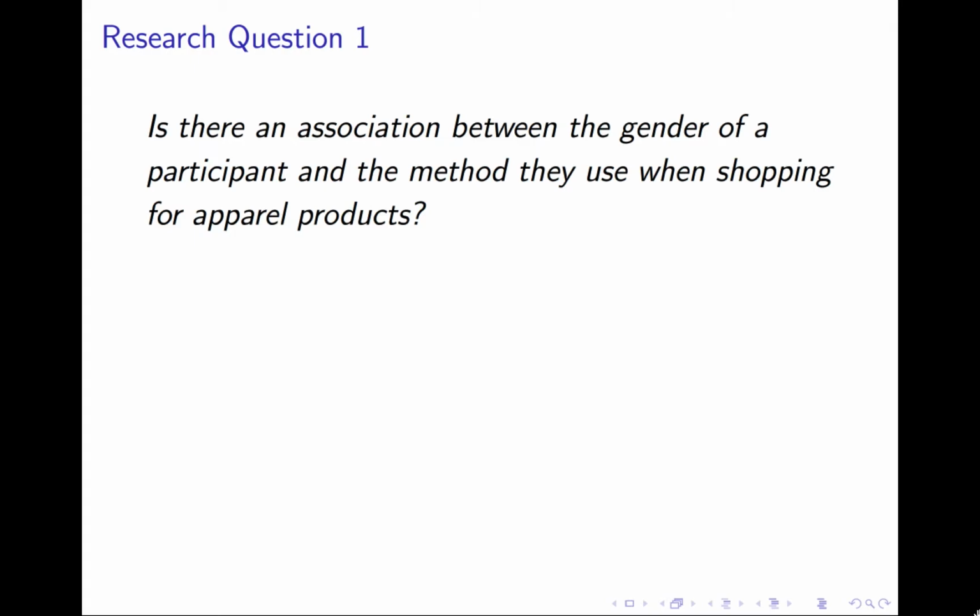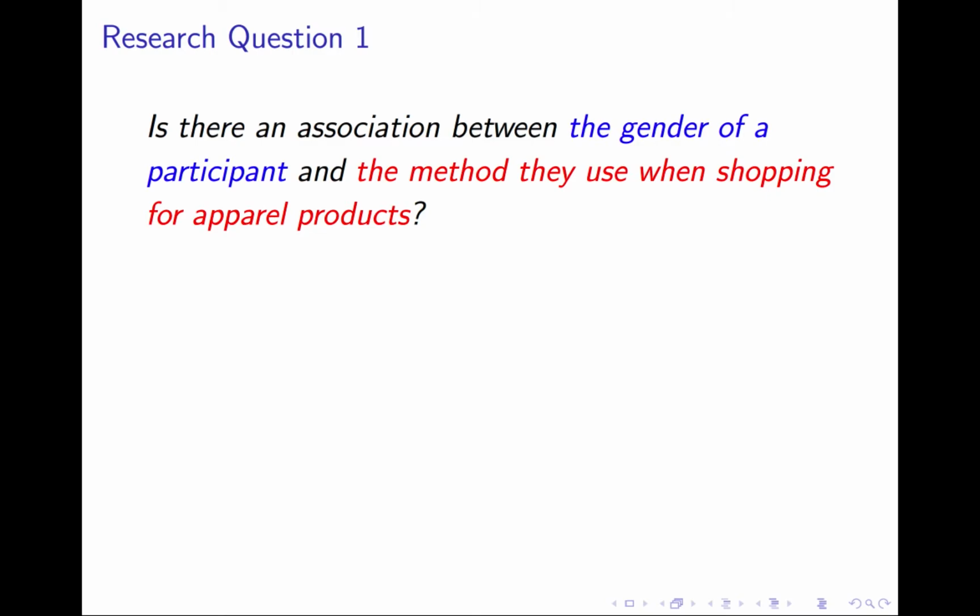The first step in working with a research question like this is to identify which variables, or which columns of our dataset, are involved in answering the question. Here we're looking for an association between two things, the gender of a participant and the method they use when shopping for apparel products. These two things are the variables or the columns of interest in our particular exploration of research question 1. We can highlight them.